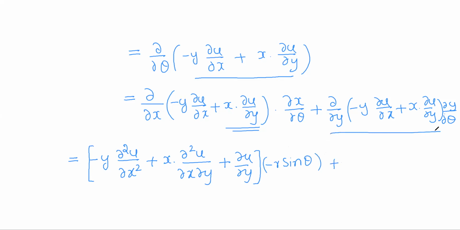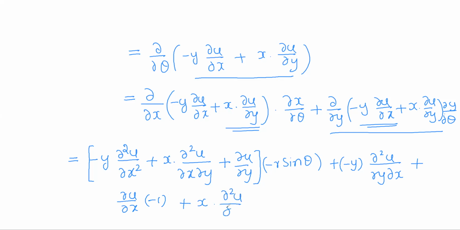Plus now this term. So ∂/∂y is the next part. Both the functions contain y terms, so product rule. Minus y as it is, differentiation of ∂u/∂x is ∂²u/∂y∂x, plus ∂u/∂x as it is, into differentiation of minus y with respect to y, so it is minus 1. Plus x into ∂u/∂y, where x is constant, so it is ∂²u/∂y².